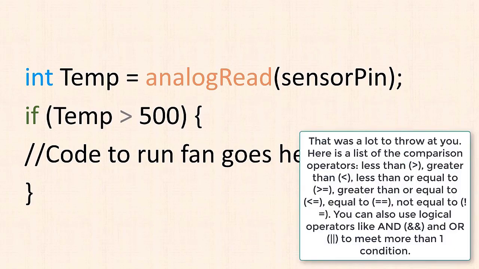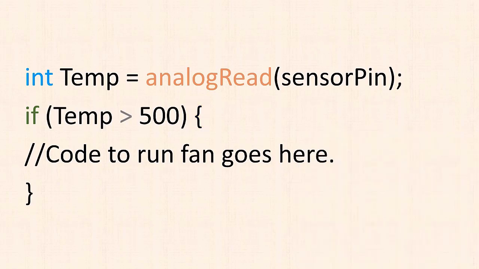And then we have the opening curly brace. And then you would insert code that would run the fan and then have the closing curly brace. Notice that the code inside the curly braces only gets executed if that conditional statement is true. So if analogRead returns a value less than 500, the code does not execute.